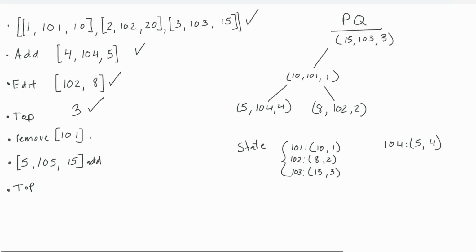Next, we're going to remove 101 from our heap. And you'll see here that in our previous example, 101 was at the top, but here it's not.